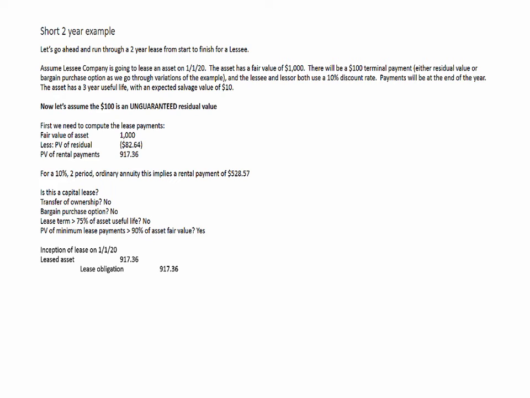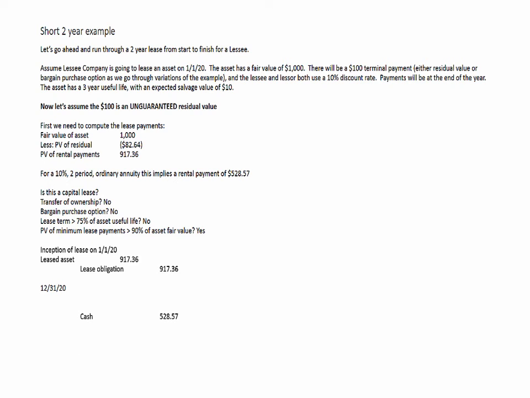Now, if you think about it, in the previous example, we started with a lease obligation of $1,000. That included the present value of the rental payments and the present value of the residual. So when we got to the end of the example, that residual value of $100 sort of popped out as the ending balance in our lease obligation account. In this case, that $917.36 is the present value of the rental payments, but does not include the residual. That means that once we pay off those two payments, the lease obligation is going to be down to zero.